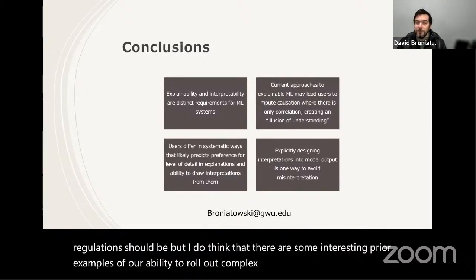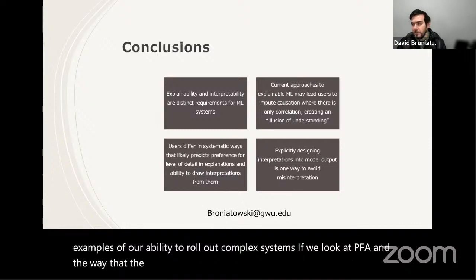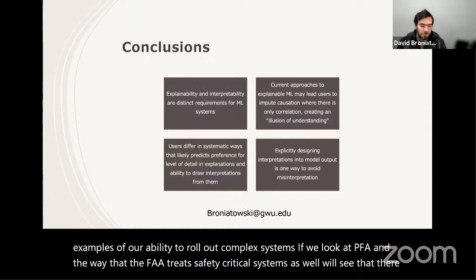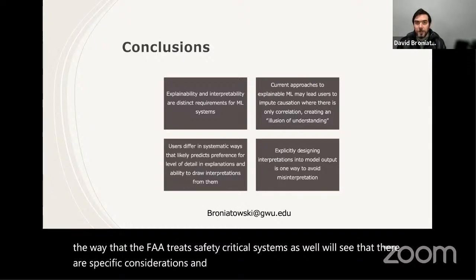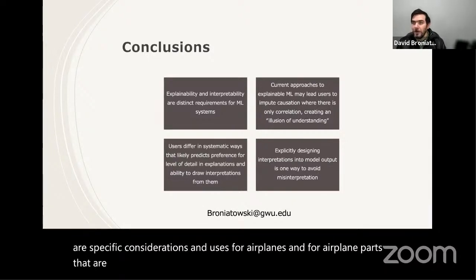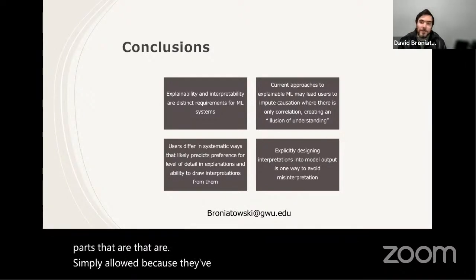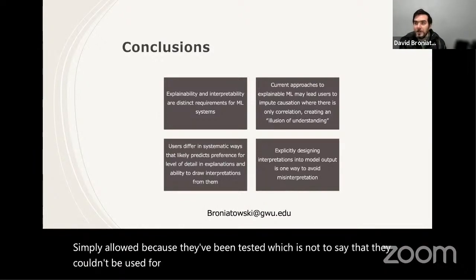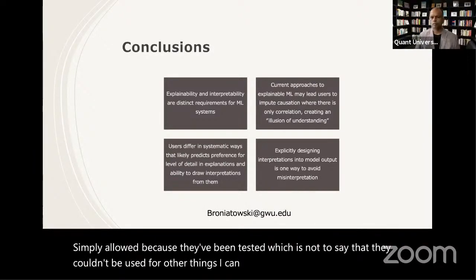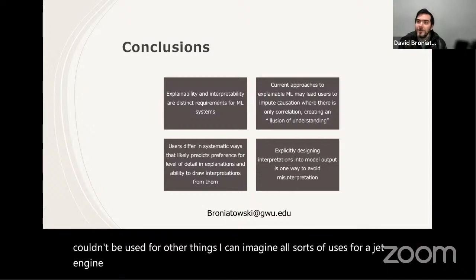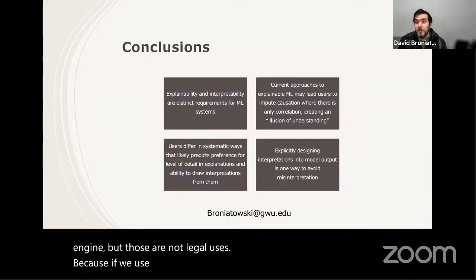If we look at the FAA and the way that the FAA treats safety critical systems as well, we'll see that there are specific considerations and uses for airplanes and for airplane parts that are simply allowed because they've been tested, which is not to say that they couldn't be used for other things. I can imagine all sorts of uses for a jet engine, but those are not legal uses. Right. Because if we use them outside of those contexts, somebody might get hurt.